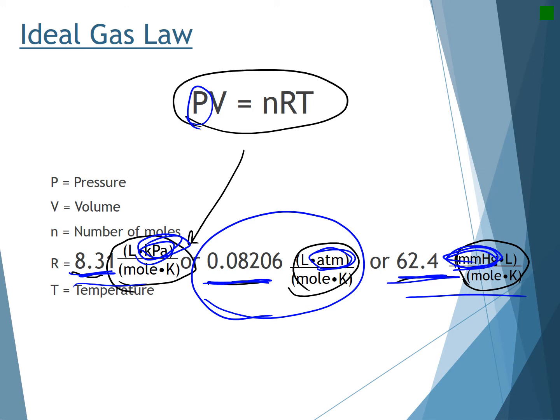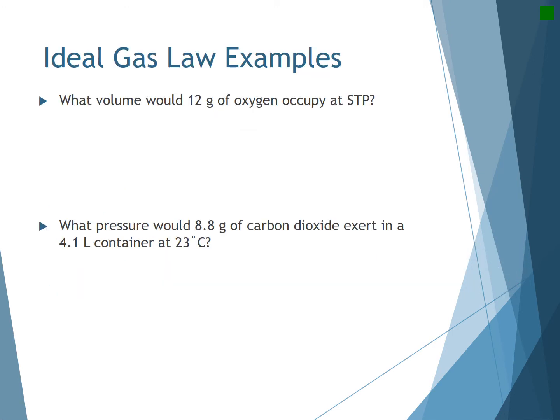All right, so let's just try some problems. What volume, so I'm going to write V above it, would 12 grams, whenever I see grams, I'm going to write n, of oxygen occupy at STP? So I'm telling you its temperature and its pressure. So if I look at this, which equation am I going to use? Well, I've got V, n, T, P. So the only equation that has all of those in it is the ideal gas law.